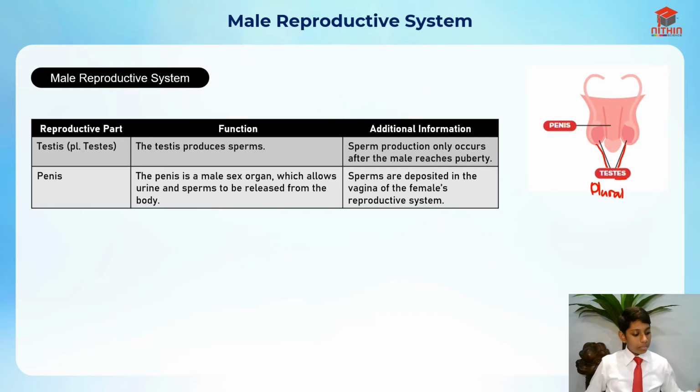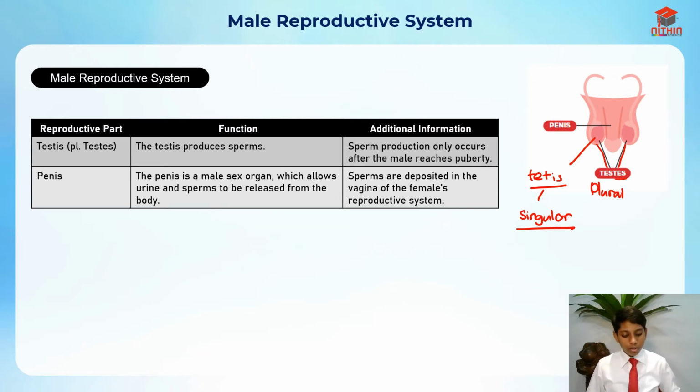But if you only point to one of these, then you should call it testis, with IS, not ES. So this is singular. This is very important in the exam. If the examiner points at two testes, you must write testes, and if the examiner points at one testis, you must write testis, because they commonly test the labelling of the parts of the reproductive systems.